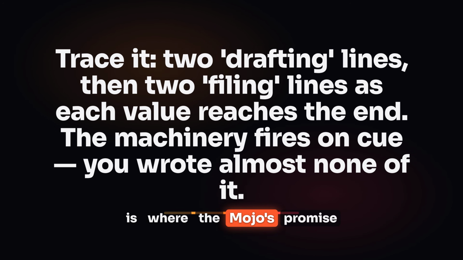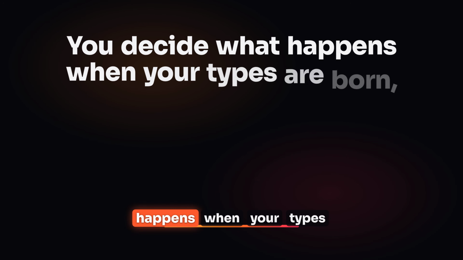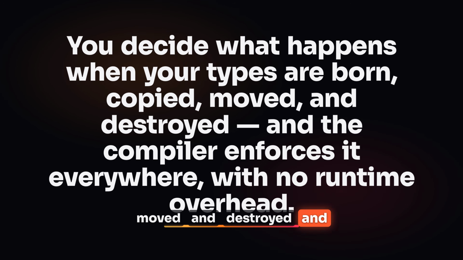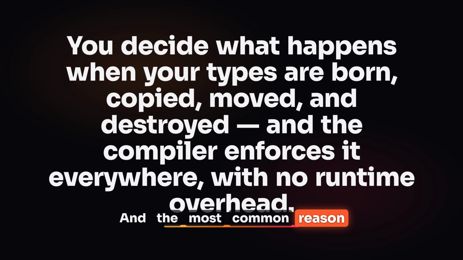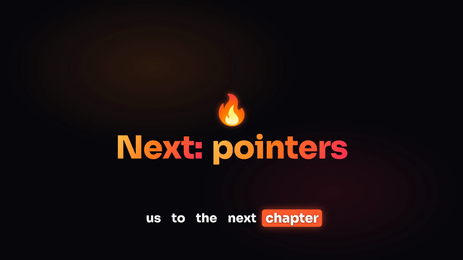This is where Mojo's promise gets concrete. You decide exactly what happens when your types are born, duplicated, moved, and destroyed. And the compiler guarantees those rules everywhere with no runtime overhead. And the most common reason to write this by hand is raw memory, which brings us to the next chapter, called pointers.